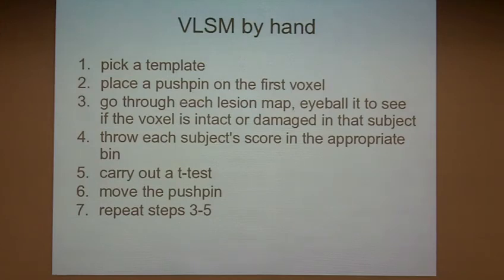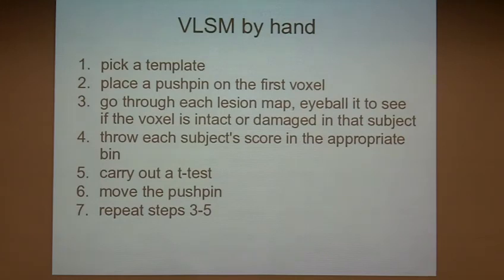And then place a push pin on the first voxel just to make sure you don't lose your place. And I guess you can go in whatever order you want, but you want to make sure that you're eventually going to be able to get all the voxels. And then go through the MRI scans, or CT scans, of all the patients you have, and eyeball it to see if the voxel is intact or damaged in that subject. So hold the Colin brain over here and hold your subject's MRI scans over here, or you can put them up on the wall, and look back and forth and try to say, does this location look like it's damaged in this patient? And then write that patient's behavioral score down on a slip of paper.